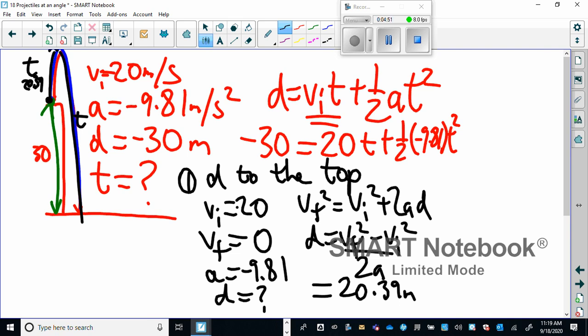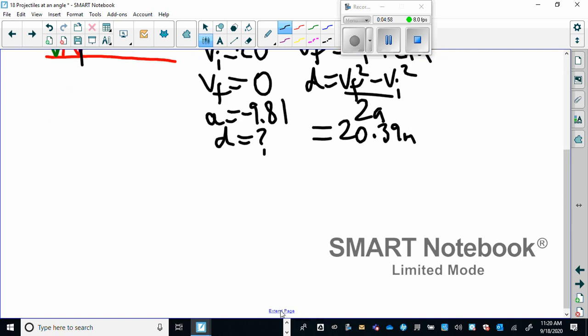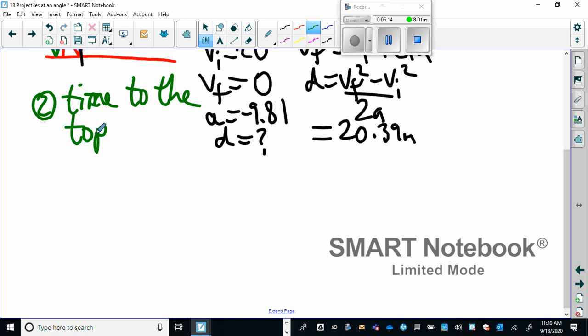Okay, so now let's find out how much time it takes to go from its starting point just to the top. Step 2, we want to find out the time to the top. So we want to know time. We have the initial velocity. We have the final velocity at the top, again, it's 20, and we have acceleration due to gravity.